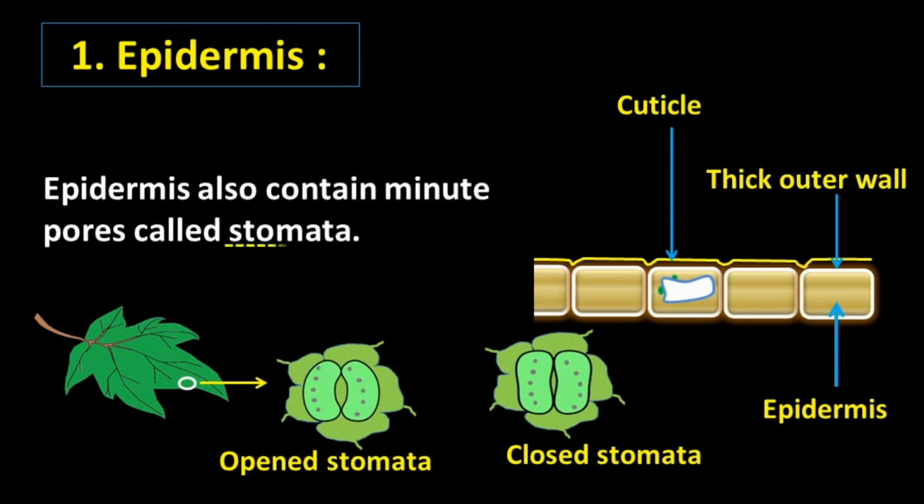Epidermis also contains minute pores called stomata. Where the stomata are found, we already learned in the previous chapter. At the lower surface of the leaf, there are many small pores present. These small pores are known as the stomata. So these small pores are present on the epidermis.